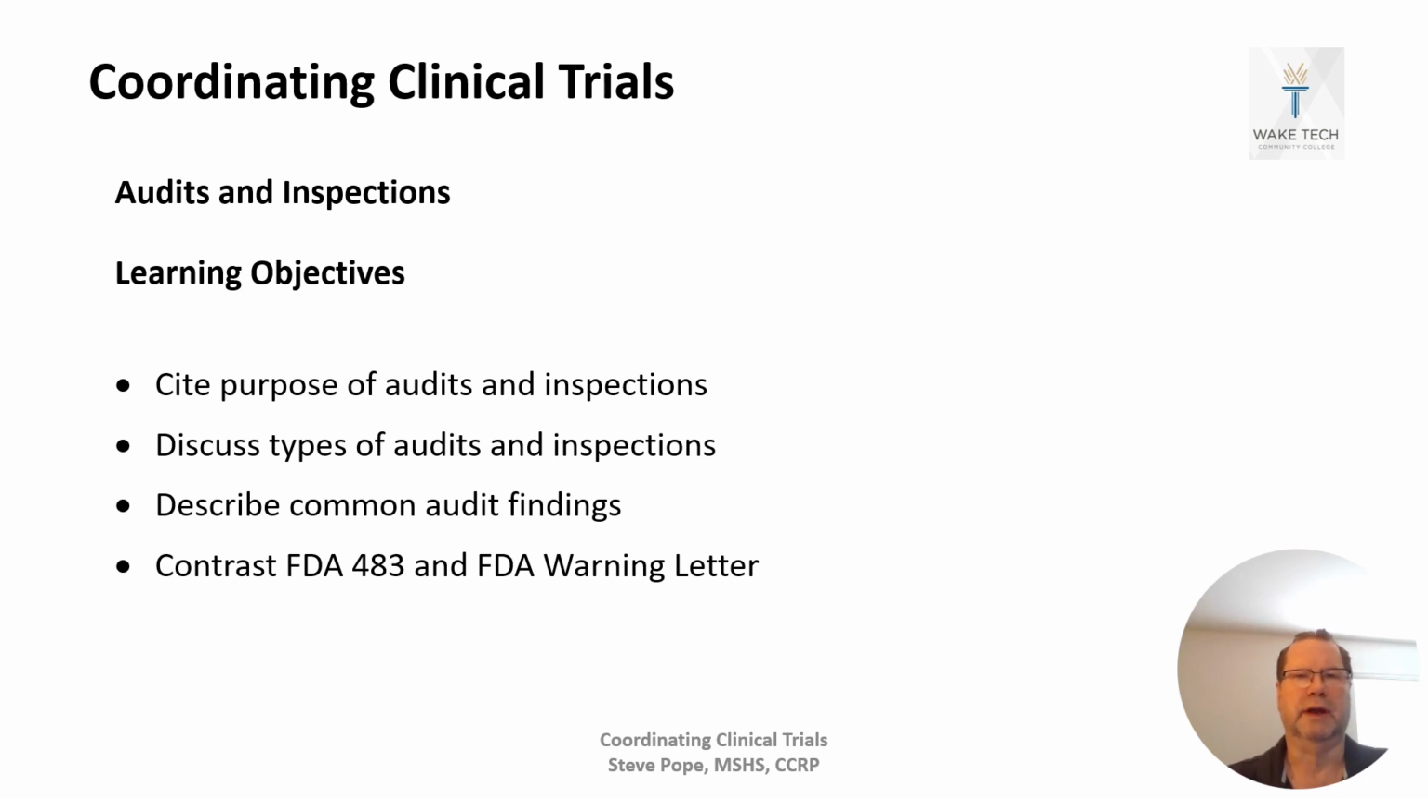So let's take a look at our learning objectives. We're going to cite the purpose of audits and inspections. We're going to discuss the types of audits and inspections that you'll see. We'll describe some common audit findings. And then finally, we're going to contrast FDA Form 483 and FDA warning letters. So we'll talk about those, and so you'll be familiar with what those are.